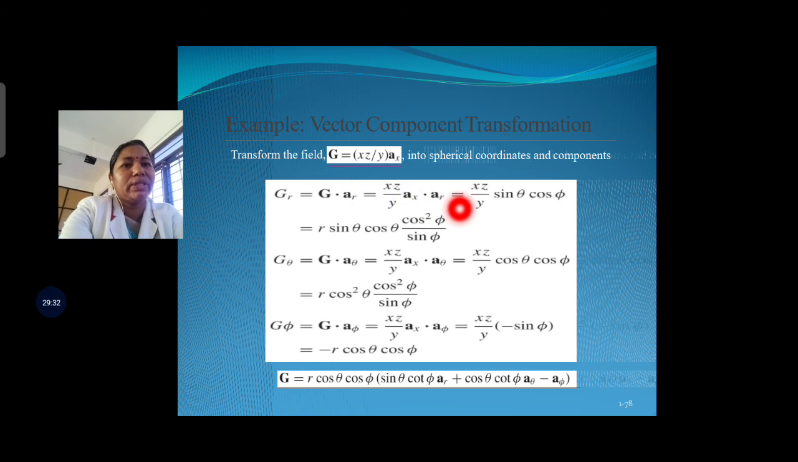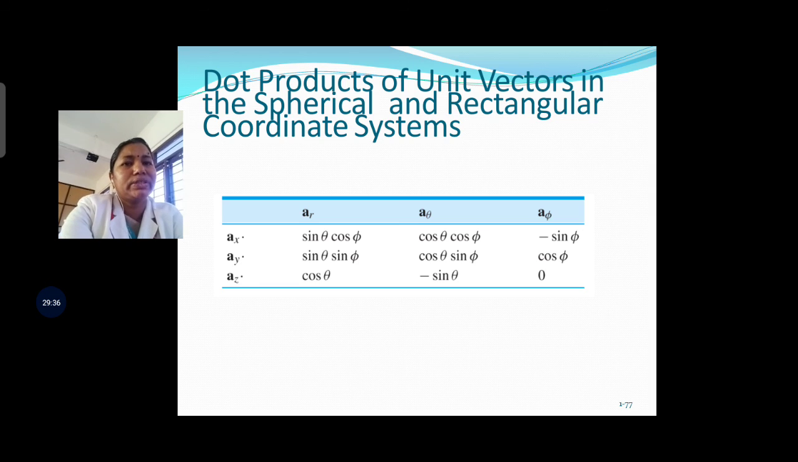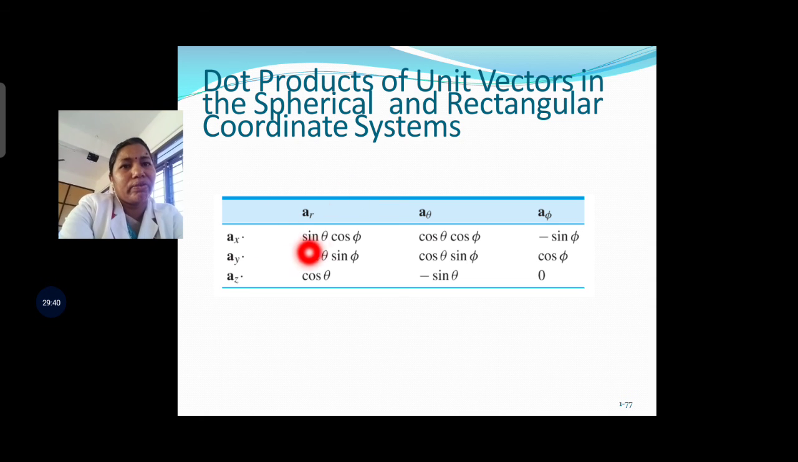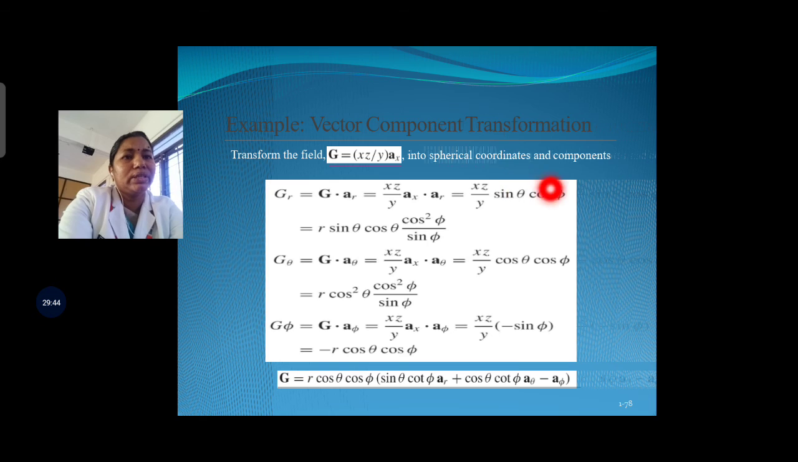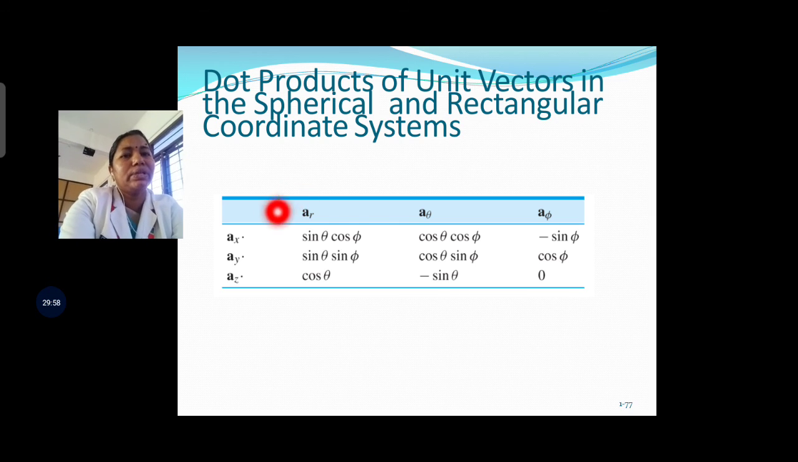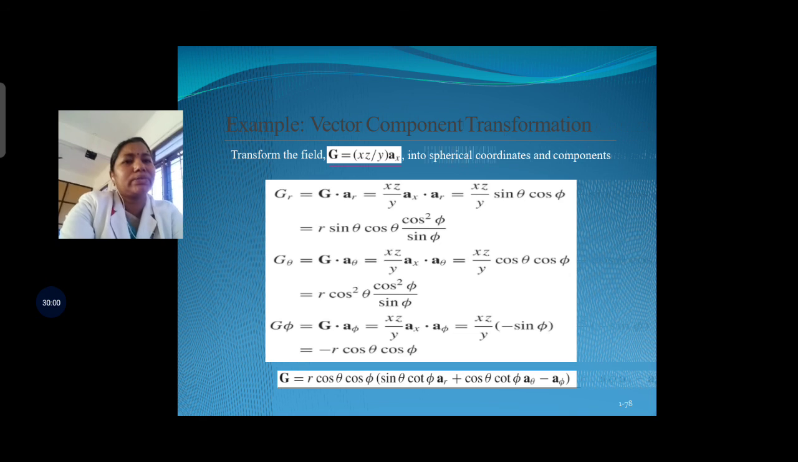just multiply with a_r, we will get a_x·a_r. So we have to refer to this table for a_x·a_r. What will we get? Sin theta cos phi. Now we are going to substitute here sin theta cos phi. So we take this equation G·a_r. For G we have written xz/y a_x·a_r. For a_x·a_r we referred to this table, then we got sin theta cos phi and we have written it here.